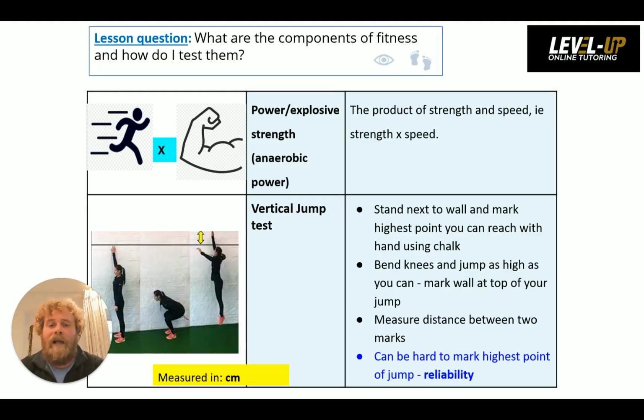Stand next to a wall and mark the highest point you can reach with your hand using chalk. Bend your knees, jump as high as you can, and mark the wall at the top of your jump. Measure the distance between the two marks. It can be hard to mark the highest point of the jump, so this again can impact the reliability.